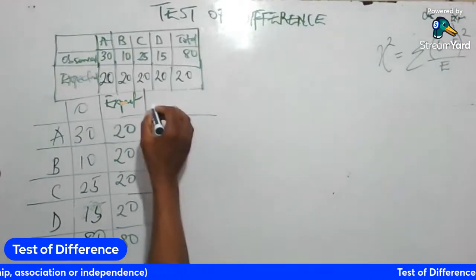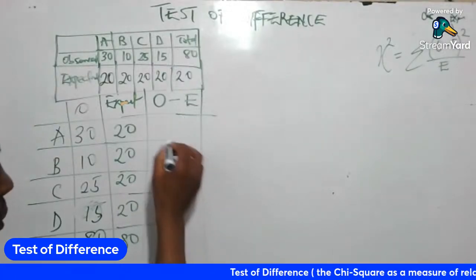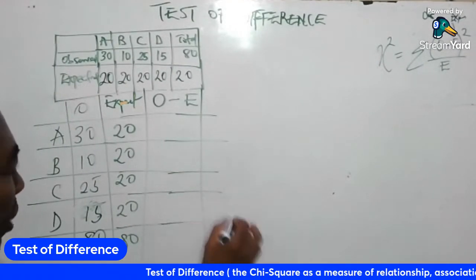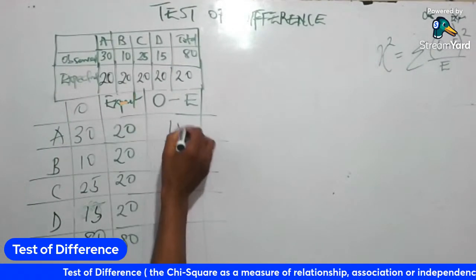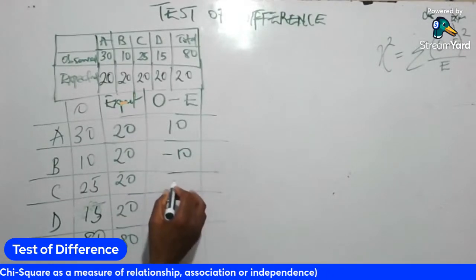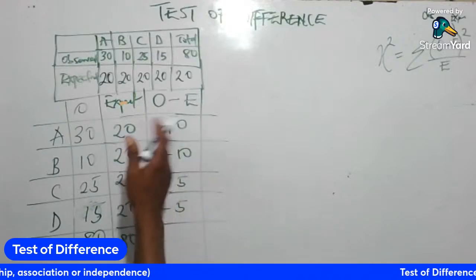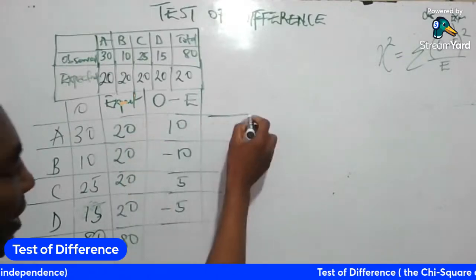So here now, you need to find the difference between the observed value and the expected value. The difference between these two will be 10. The difference between these will be minus 10. The difference between these will be 5. The difference between these will be minus 5. So that is the difference between the observed value and the expected value.